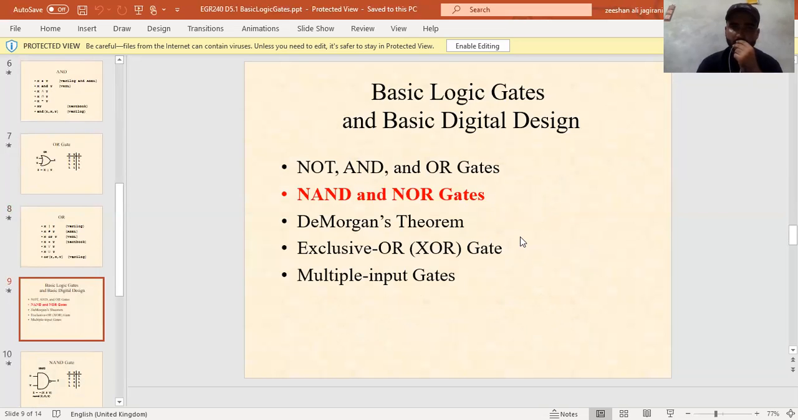Basic logic gates and basic digital design. NOT, AND, and OR gates. These are the basic gates. AND and OR are also called universal gates. And here De Morgan's theorem, exclusive OR XOR gate, multiple input gates.